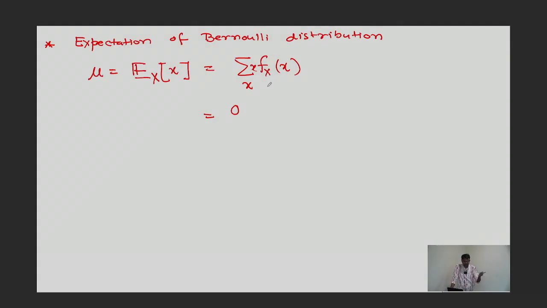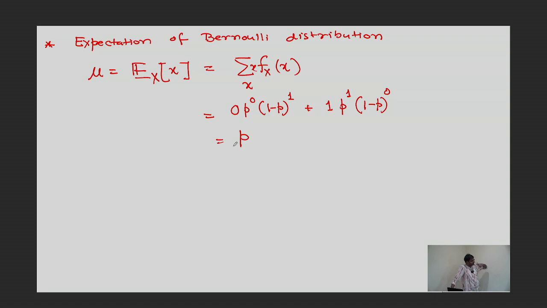So let's put 0. Then f(x) for 0 is p to the power 0 times 1 minus p to the power 1. Anyways, there is a 0, it is getting multiplied by 0, that's useless. Plus 1 times p to the power 1 times 1 minus p to the power 0, which means p, right? So your expectation for a Bernoulli distribution is p.